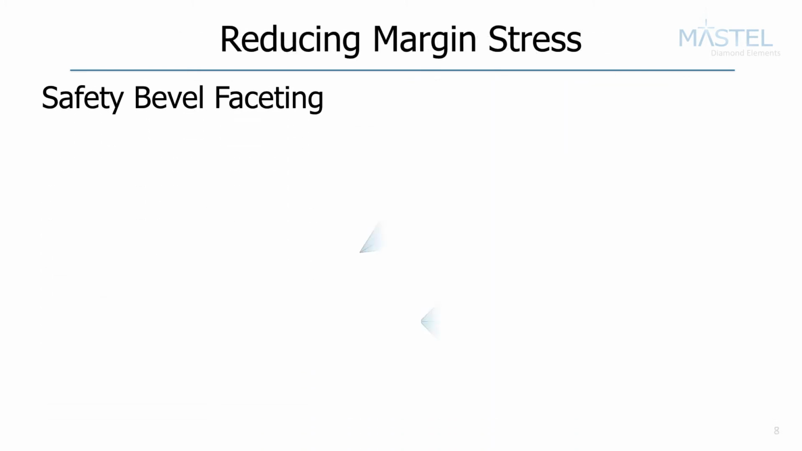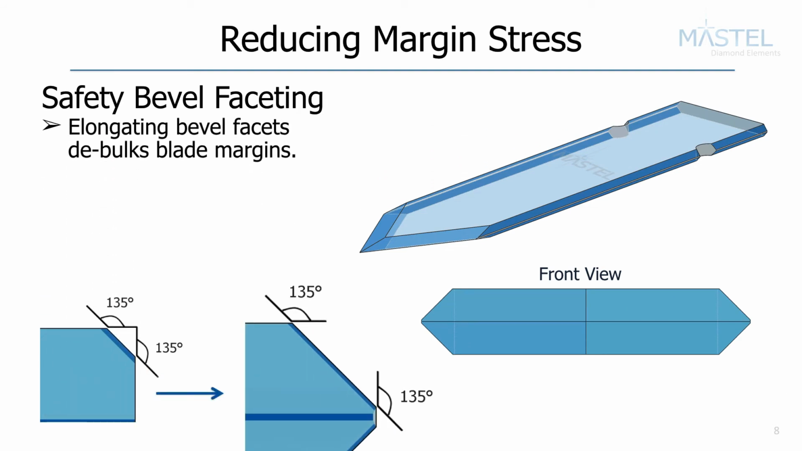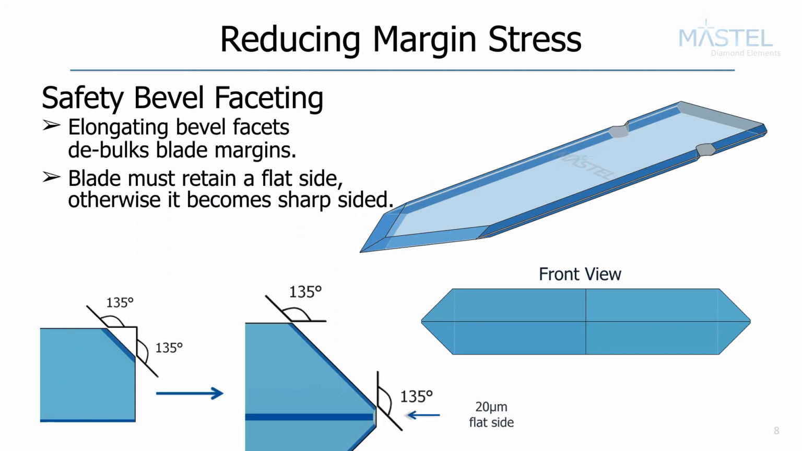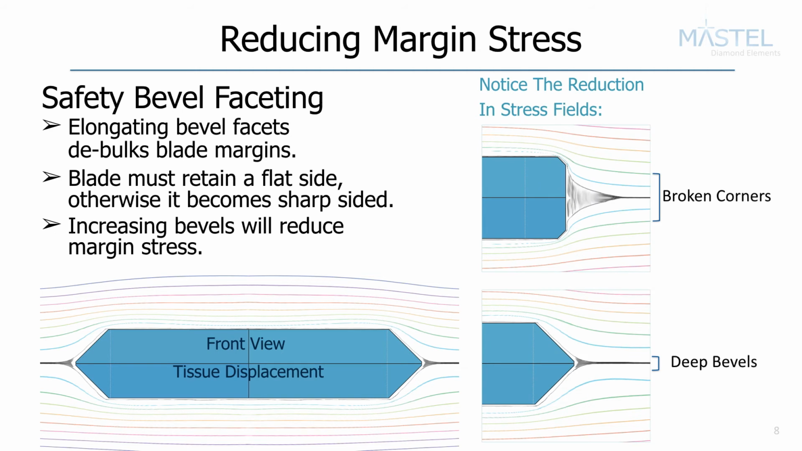If we extend the bevels, we debulk the blade margins further. But we must retain the flat side at the margin to prevent forming a sharp edge. As you can see in this stress field, this yields a further reduction in corneal stress.